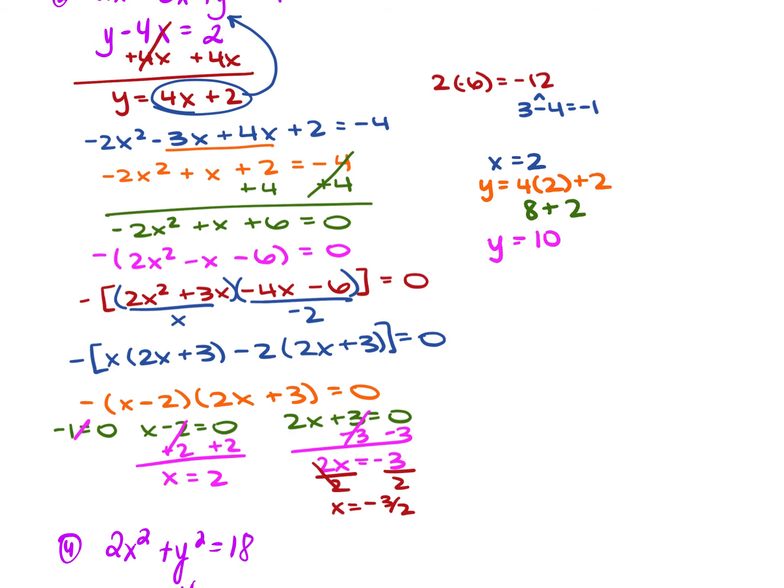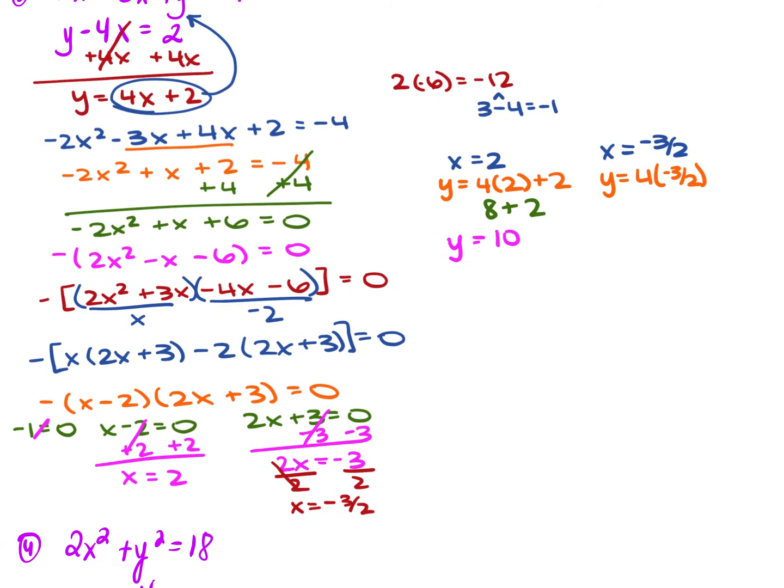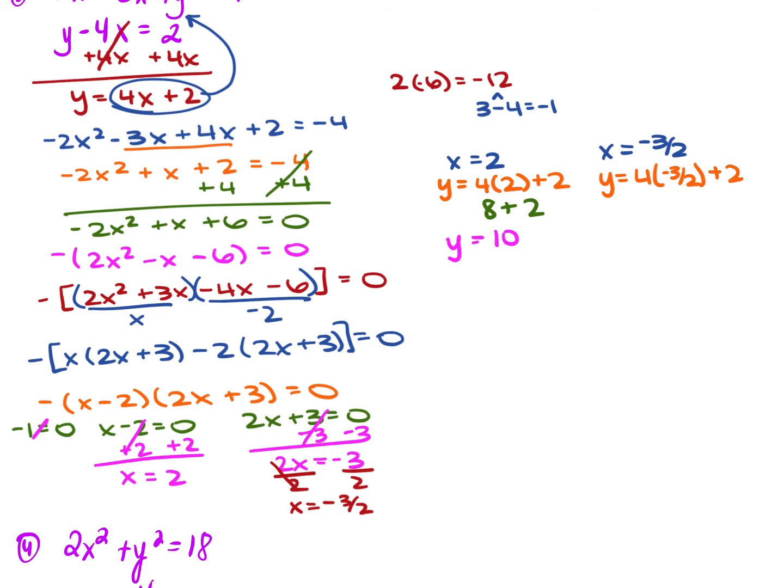We also have that x is equal to negative 3 halves. So if we plug this in, we're going to have y is equal to 4 times negative 3 halves plus 2. From here, the 4 becomes a 2, 2 becomes a 1, 2 times negative 3 is negative 6, plus 2 gives us that y is negative 4. So our two solutions here are (2, 10) and (negative 3 halves, negative 4).